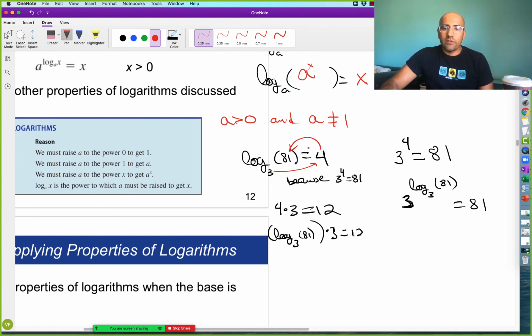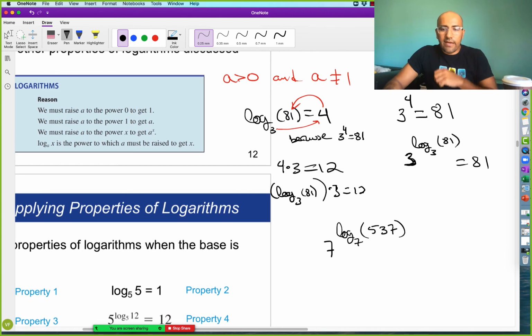So even if you didn't know the actual number, it would still match. So if I had, the pattern would continue. So if I had something like 7 raised to the power of log base 7 of some ugly number, I don't know, 537, something like that.